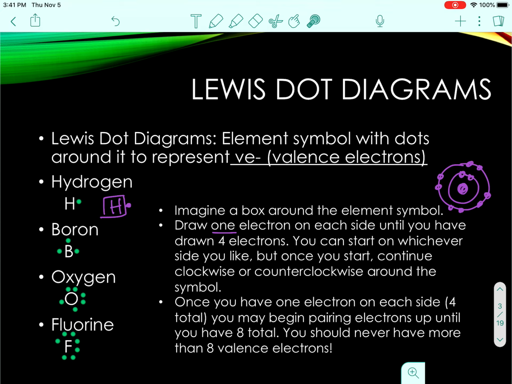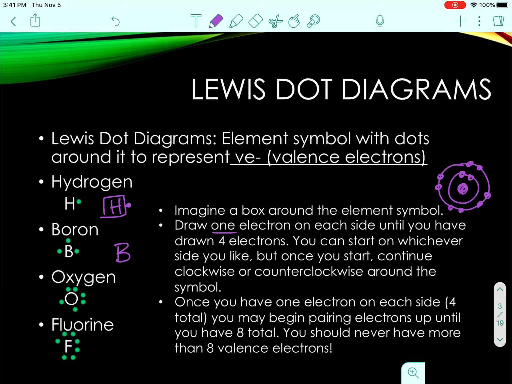I find myself starting in different places almost all the time. There's no rhyme or reason for it, but typically you can start on the top or on one of the sides. And then I tend to go clockwise. So clockwise is that way. All right. And then once we have 4 total electrons, 1 on each side, then we begin pairing them up until we have 8 total. So you should never have more than 8 valence electrons, because remember, group 18 is our highest group, and they have 8 valence electrons, so we can never have more than that.